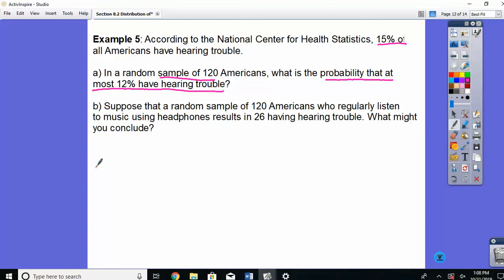Well, this is to check to see if it's okay. So before we actually start, what do we have to do? We want to make sure it's normal. Right, so let's check our criteria. Can we assume that 120 is less than 5% of the entire population? Yeah.